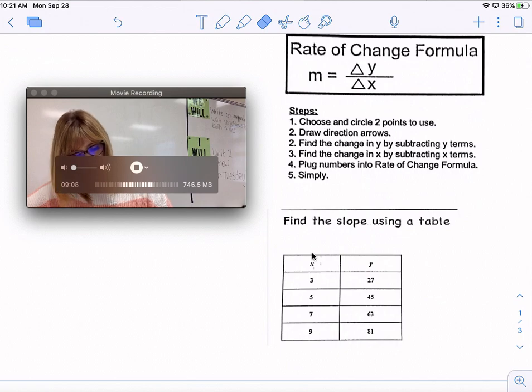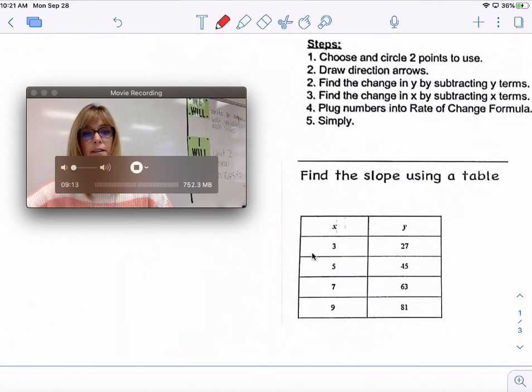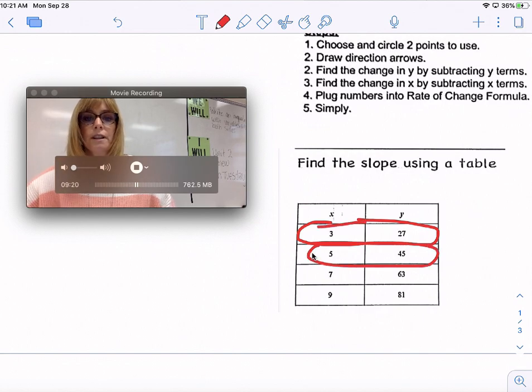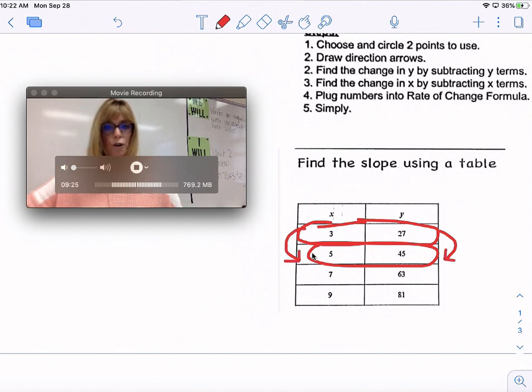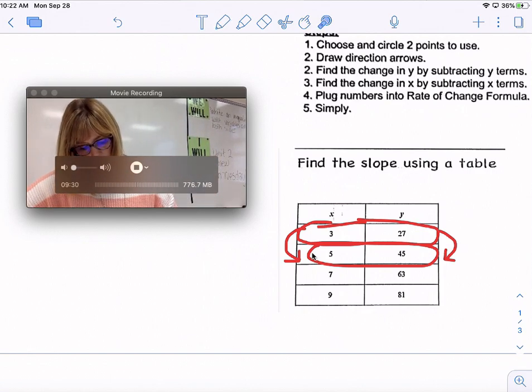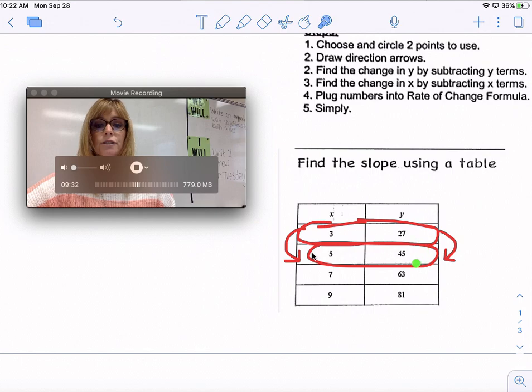So if I just start with my first 2 points on this table right here, see that? I might just use this point and this point. Okay, I'm just starting with the first 2. And then I'm finding the change in the y, so I'm drawing my direction arrows. How do I get from 27 to 45? What's that change? And then on the change in the x, how do I get from this number to this number? What's that change? Yesterday, we could do it pretty mentally easily.